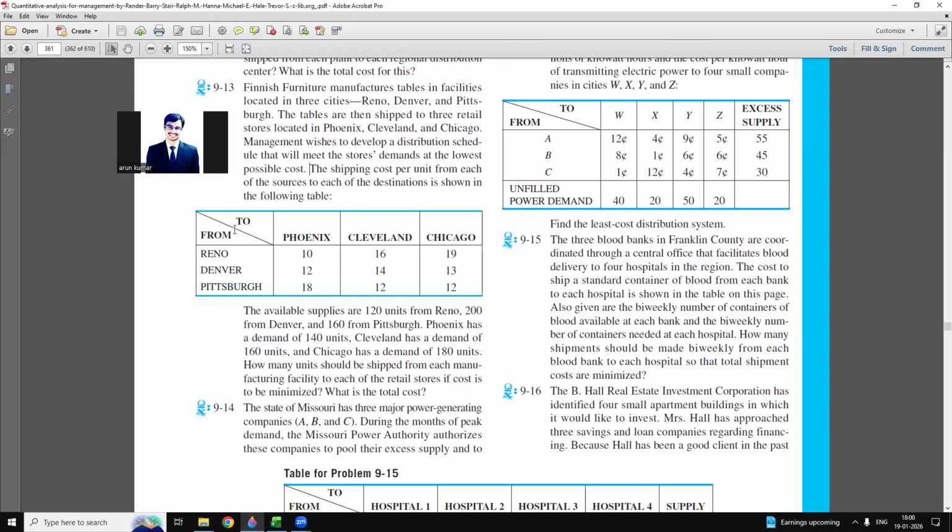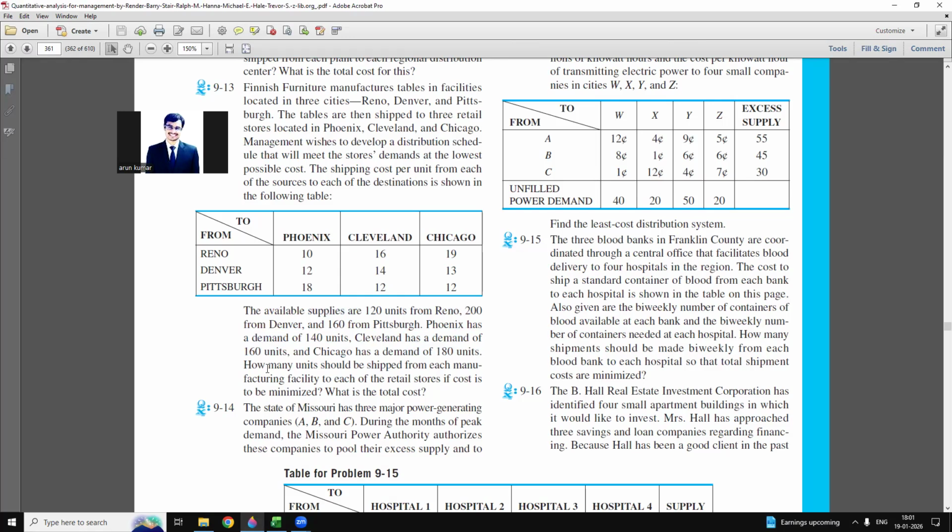So we have a given table where from and to is a column. We have 3 cities, Reno, Denver, and Pittsburgh. Then we have again 3 cities where we have the cost. They are provided in 3 columns. So this table serves as the constraints for each one. And the available supplies are 120 units from Reno, 200 from Denver, and 160 from Pittsburgh. And this whole paragraph is also serving as the constraints.